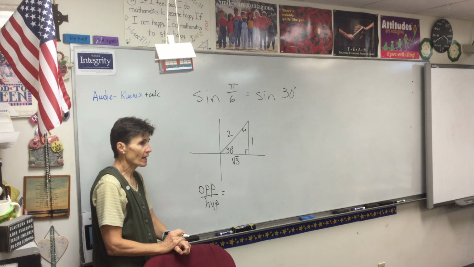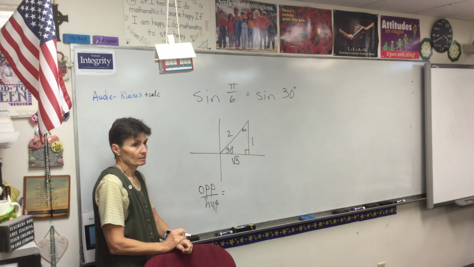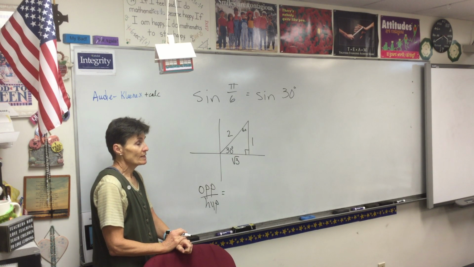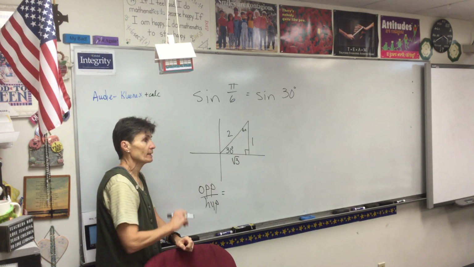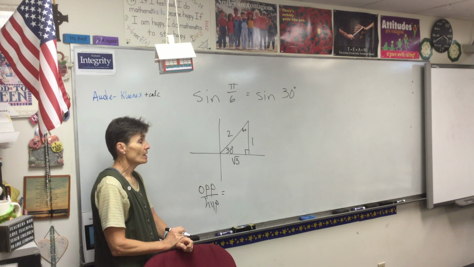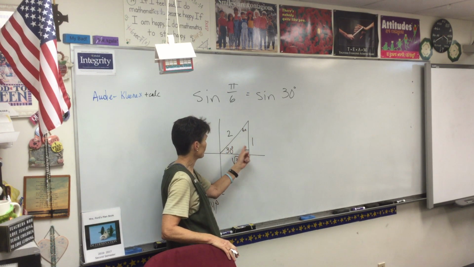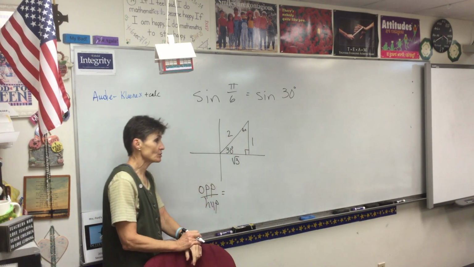Mrs. Ford, how am I supposed to know that? You're supposed to memorize it. You got to memorize it. This is going to come back over and over and over again in all kinds of problems. So please, please, please get it down. Across from the 30 is 1. Across from the 60 is root 3. And the hypotenuse is always 2.